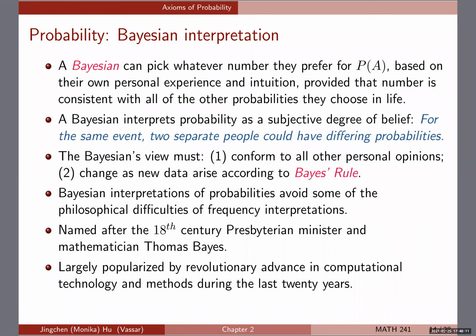It's actually named after a person, a minister and mathematician, Thomas Bayes, in the 18th century in the UK. And it has been largely popularized in the past few decades by revolutionary advances in computational technology and methods. Like I said, if you go on to take Math 347 Bayesian statistics, you will get exposed to a lot more about how Bayesian statistics is done. But in this course, later in the semester, we will talk about Bayes' rule. Here, we just want to show you a contrast between the Bayesian interpretation and the frequentist interpretation in terms of probability understanding.